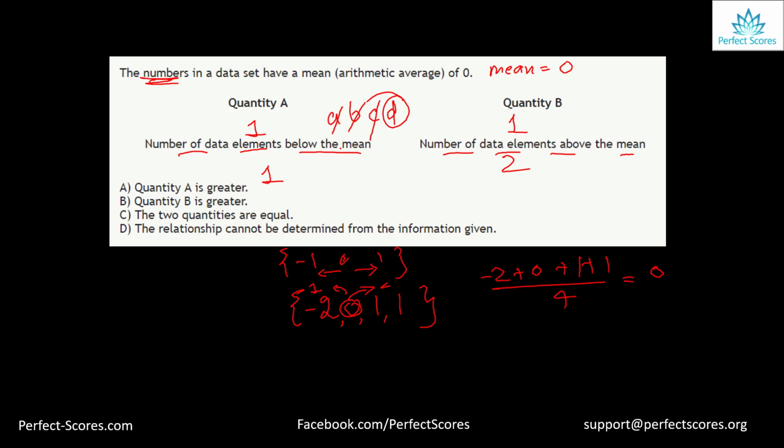So what I did here was the classic elimination approach. It's the classic plugging in. It says the numbers in the data set have mean 0, so the mean could be 0, and these are the two possibilities of the sets that they can be. Then one possibility gives me answer C, and one possibility gives me answer B. So that means you cannot determine the relationship from the information provided.